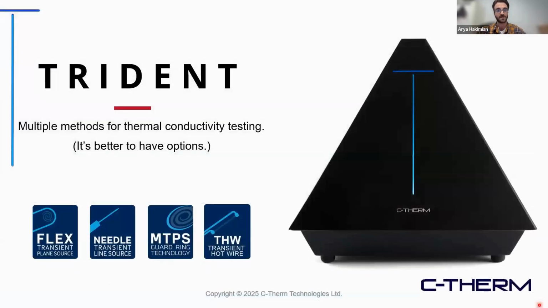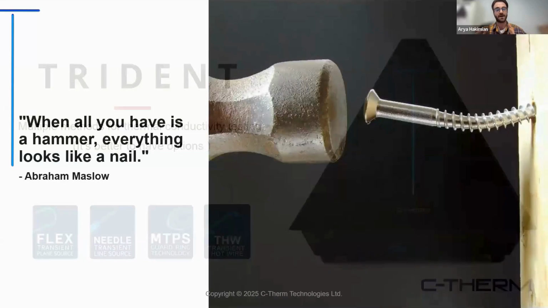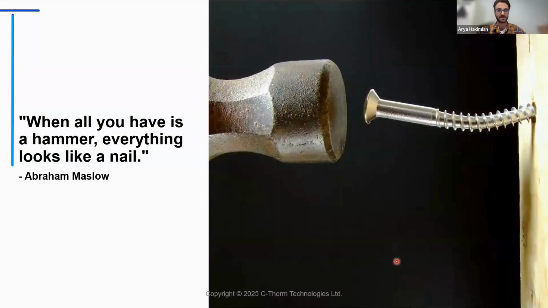Our core instrument is called Trident. You can see a picture of the instrument on screen. Trident was developed as a modular platform. It offers multiple methods for thermal characterization using four transient methods. The idea behind Trident, we like to reference this quote from Abraham Maslow: when all you have is a hammer, everything looks like a nail.